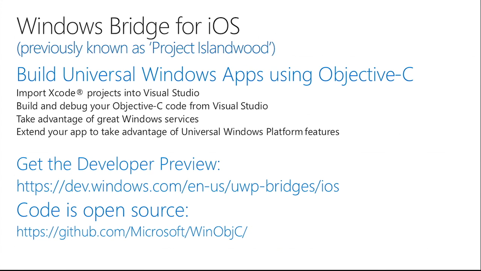We've got a Windows bridge for iOS, where you can build universal Windows apps using Objective-C. You can import your Xcode projects. We have just open sourced this. Yes, it's available on GitHub. You can actually help contribute to that. We'd like your help, and we've shipped the first preview of this, and we're looking to do a full release later in the year. So that's one we're working on. This allows you to bring Objective-C code in and create universal Windows platform apps using those skills.